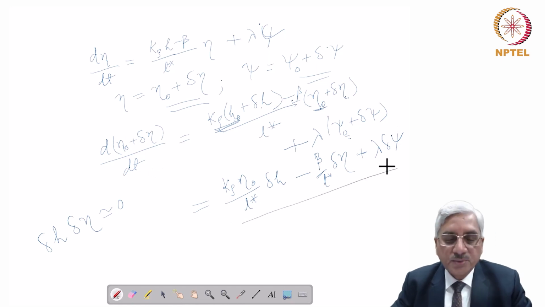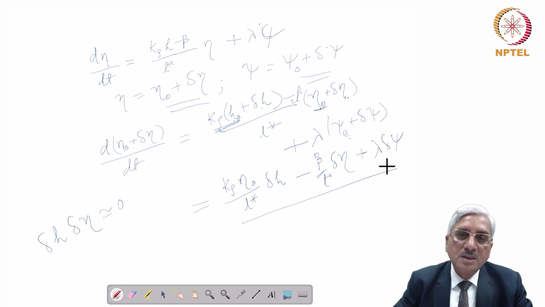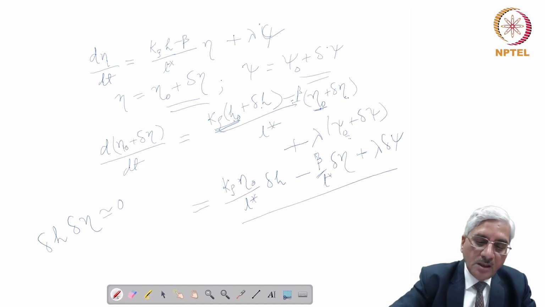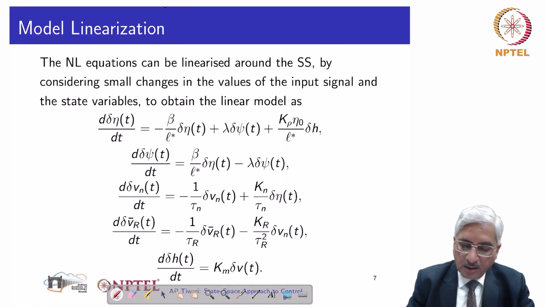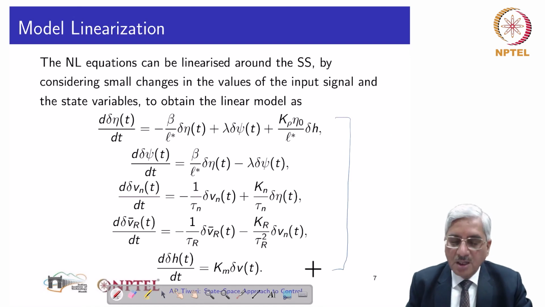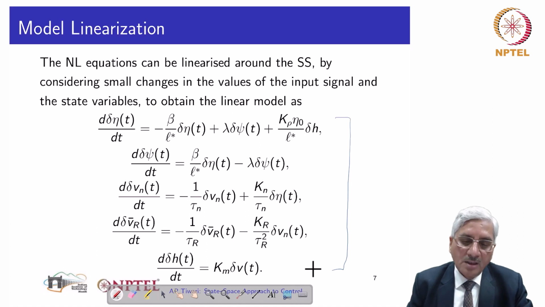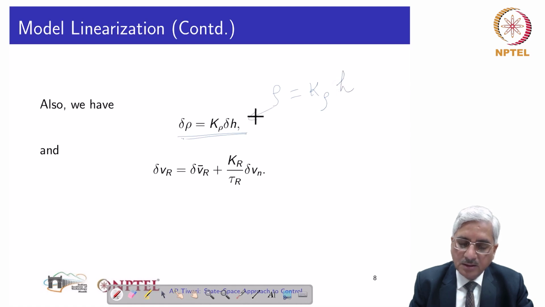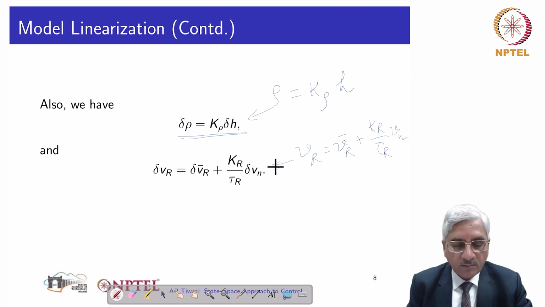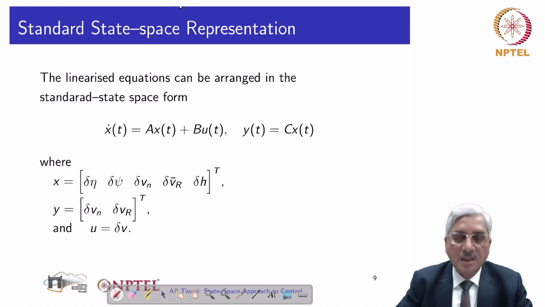Similarly, we can do similar substitutions in other equations and we can derive the linear equations corresponding to the nonlinear model. And that leads to this set of equations, the 5 linear equations corresponding to the 5 differential equations. And the 2 output equations, that reactivity equation, rho was k rho into h, that yields this, and Vr was Vr bar plus Kr by tau r into Vn, that leads to this. So we have linearized differential equations and linearized algebraic equations.